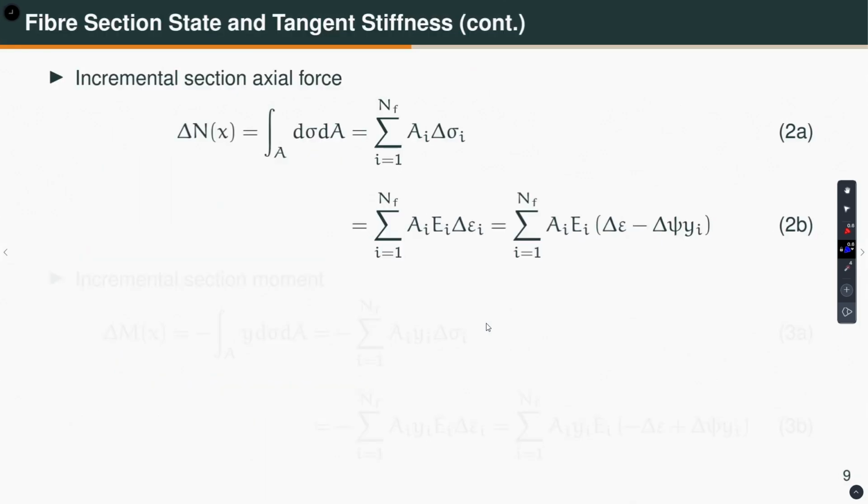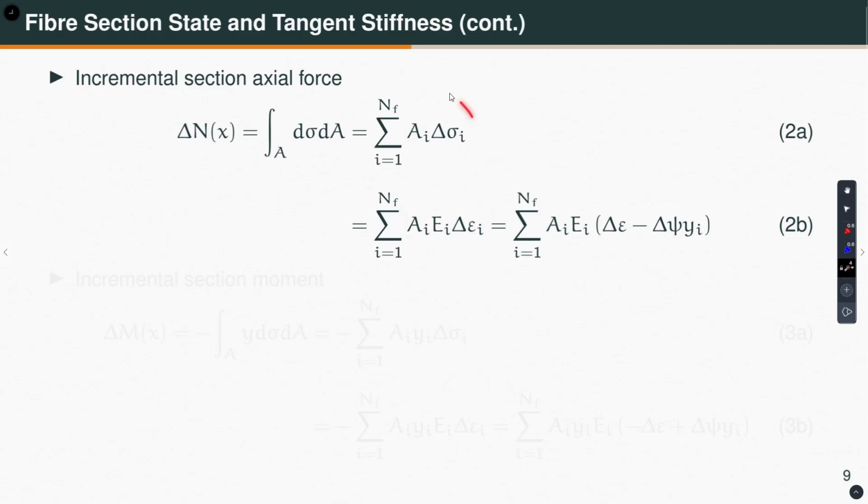Now, the incremental section axial force, how do I get it? Well, if I integrate the stress acting over a small area dA, integrate over the cross section. So, this is for analytical solution, because I have discretized into a number of fibers. So, I can replace this by a summation for i equal to 1 to nf number of fibers. So, ai is the area of fiber i, and delta sigma i is the incremental stress for the ith fiber.